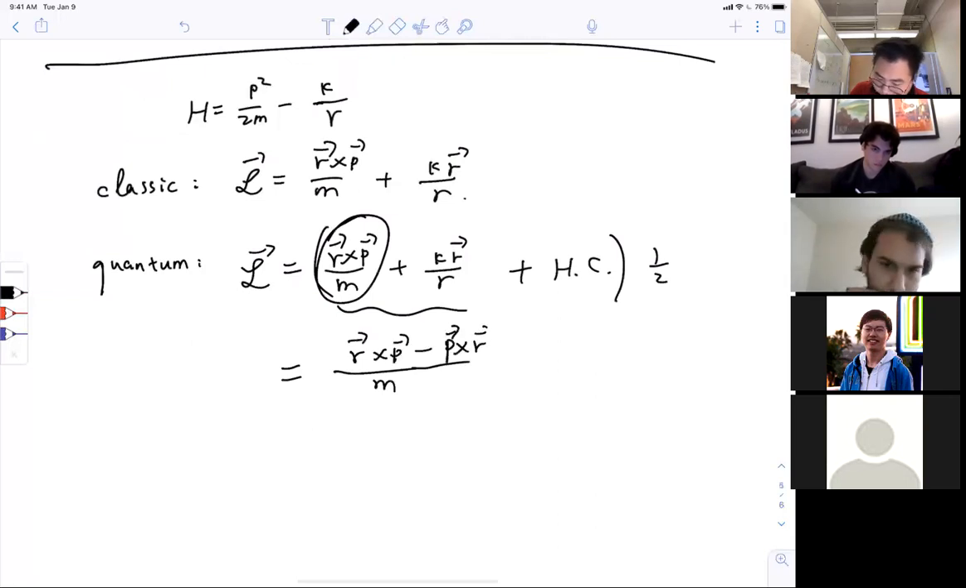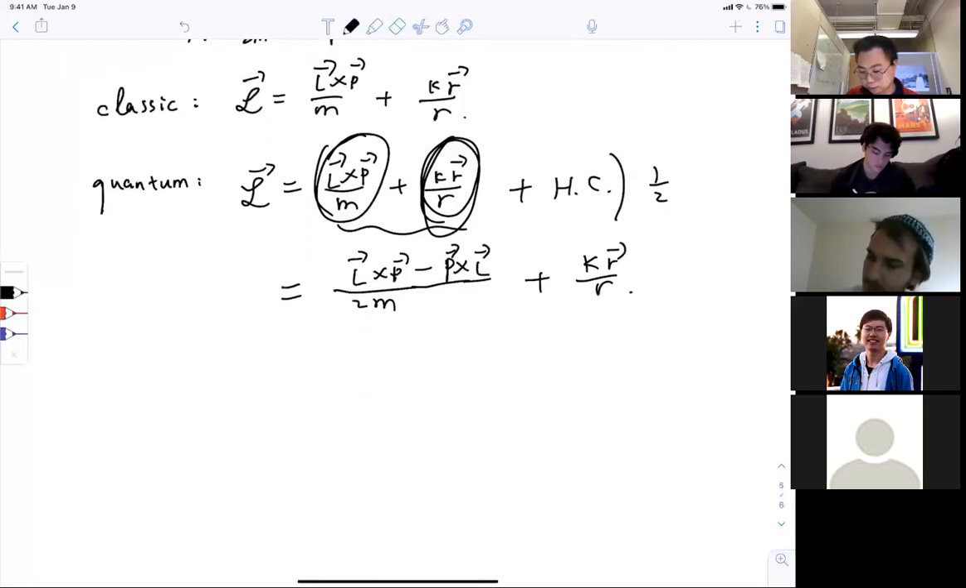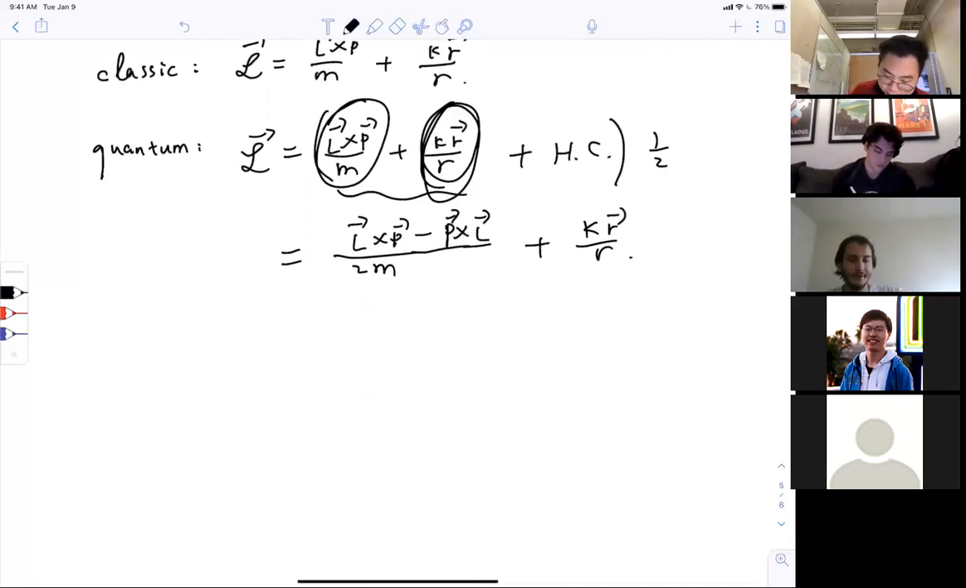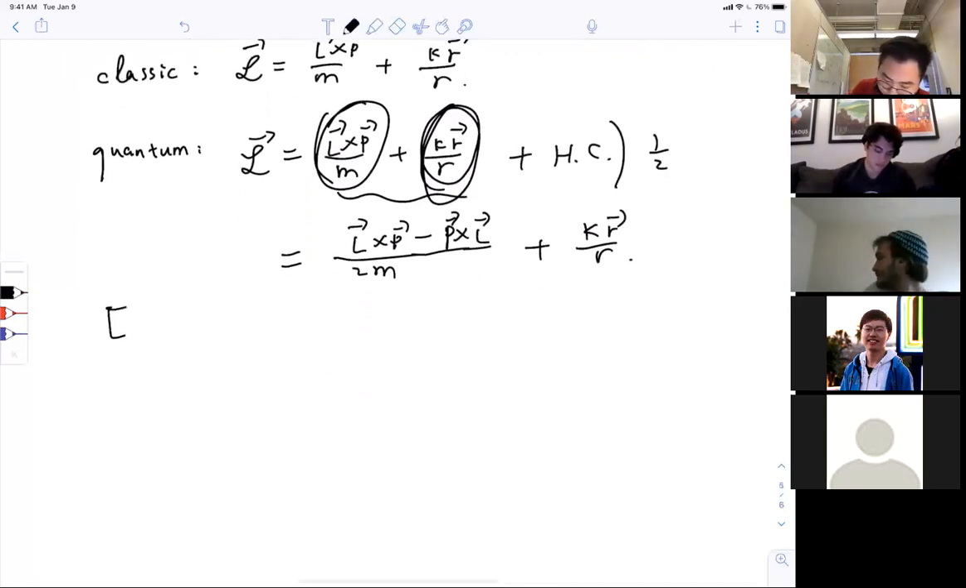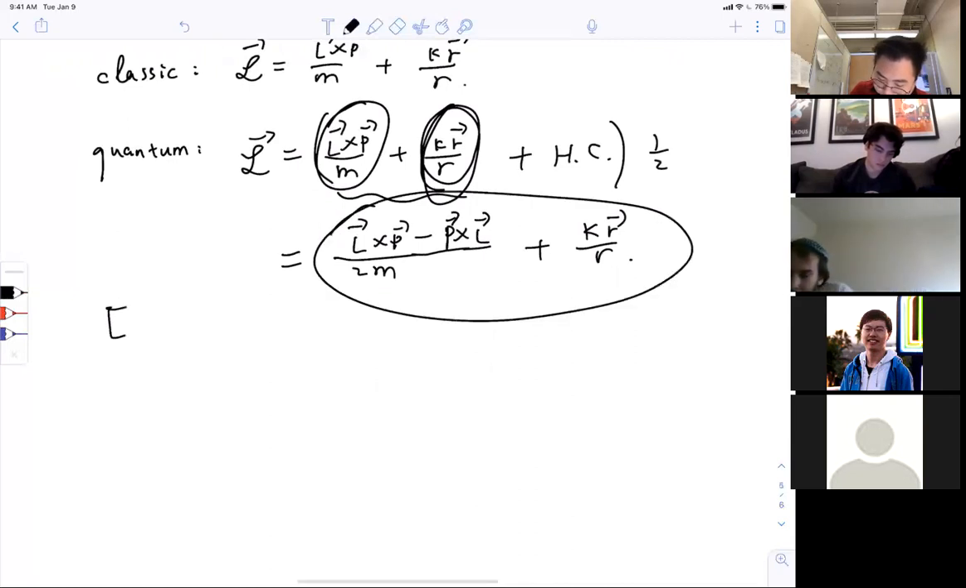Is it R cross P or L cross P? Oh, sorry, thanks. Yeah, it's L cross P. And divide by 2. And this guy is Hermitian, so it's like this. And I think that's because this is a vector.